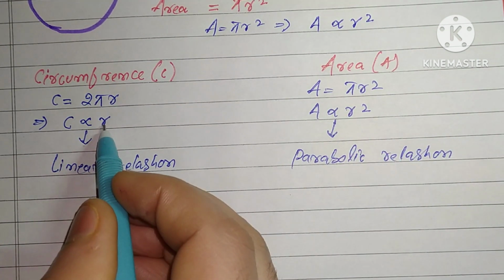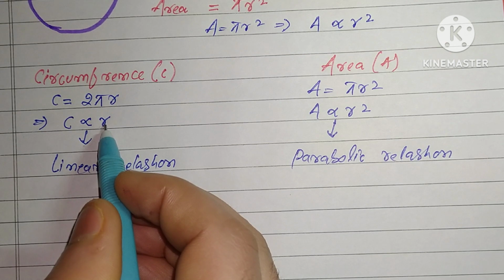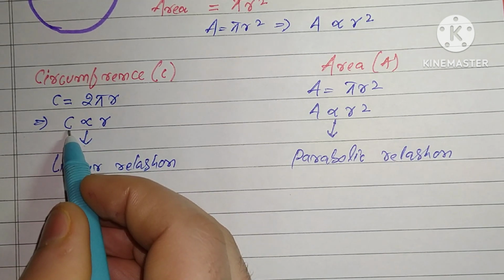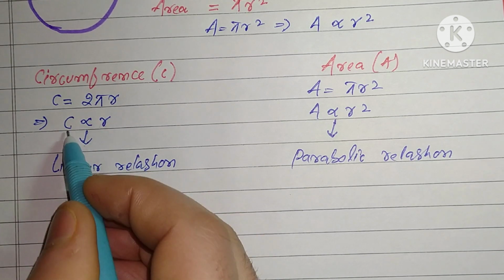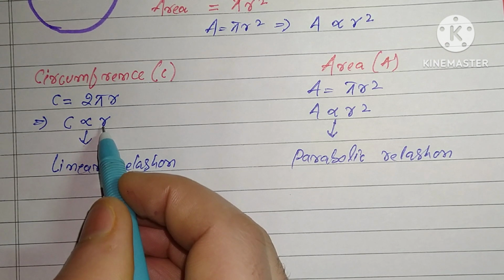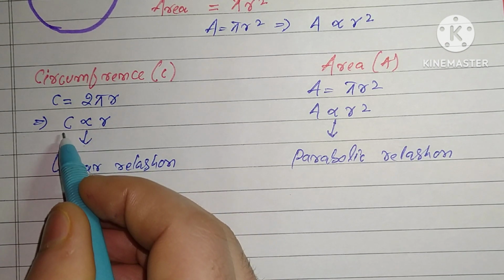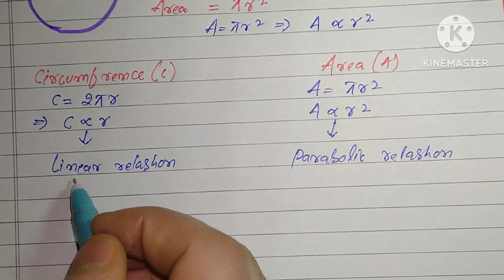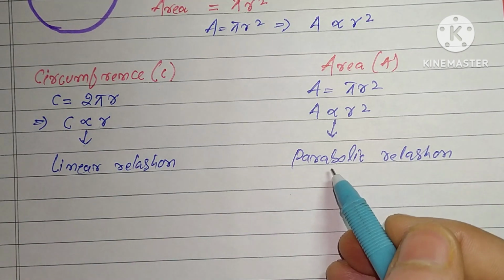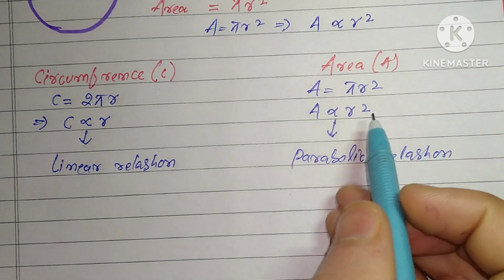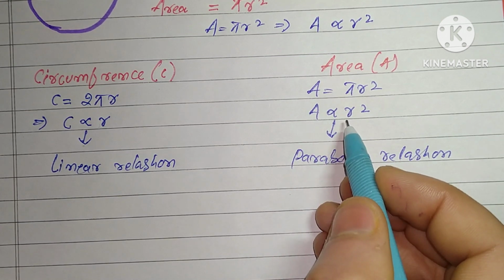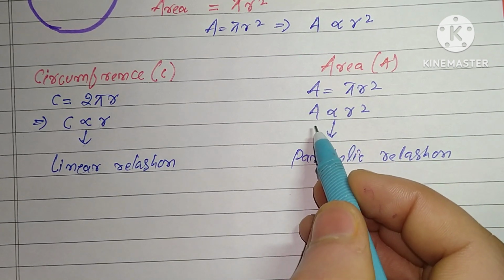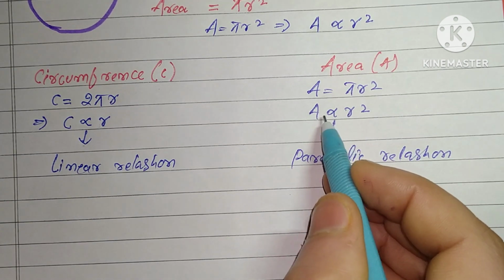Linear relationship means if radius increases or decreases by some certain percentage, circumference will also increase or decrease by the same percentage. If radius increases by 10%, circumference will also increase by 10%. If radius decreases by 10%, circumference will also decrease by 10%. That is the case with the linear relation. In parabolic relation, it is not that. If radius increases by 10%, area will not increase by 10%. If radius decreases by 10%, area will not decrease by 10% because there is no linear relation.